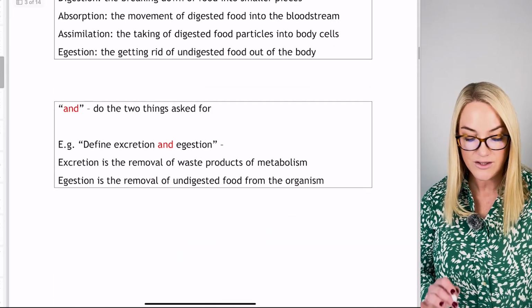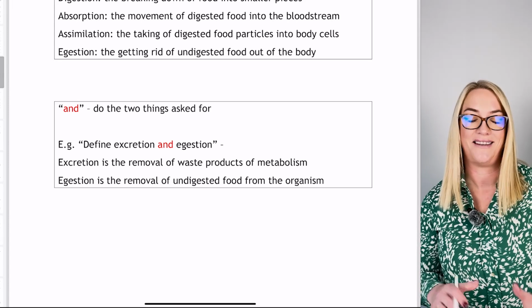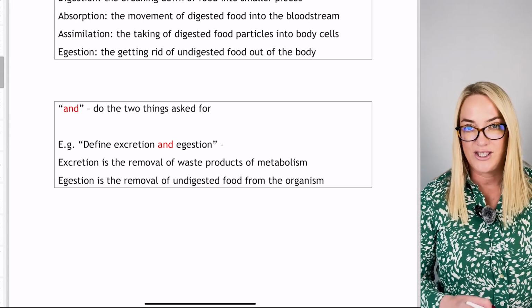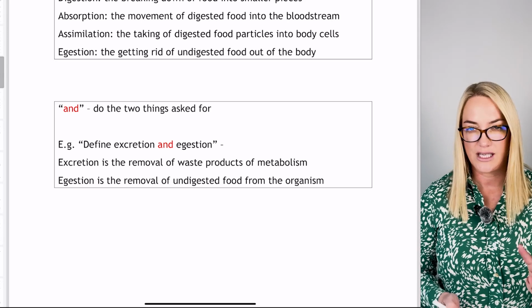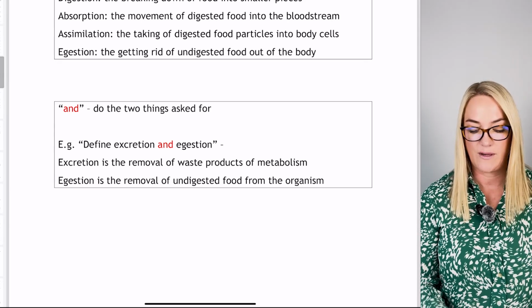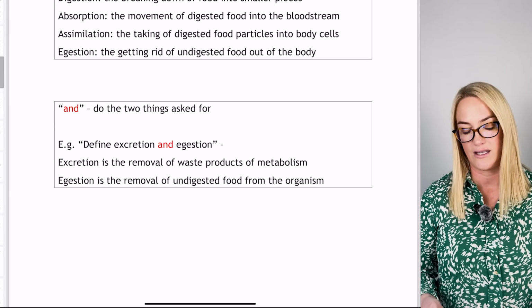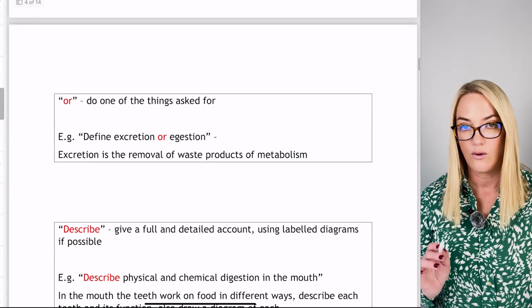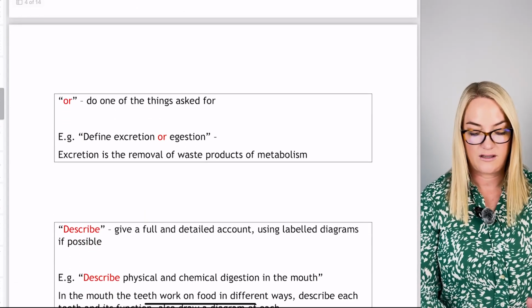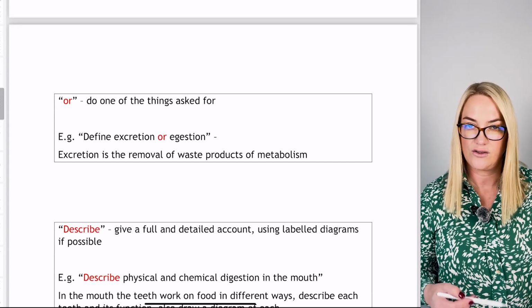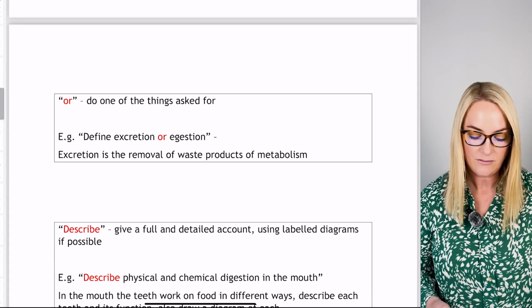And answer the 2 things that you've been asked. Example, define excretion and egestion. So 2 definitions here. Excretion, removal of waste products of metabolism. Egestion is removal of undigested food from the organism. Or do one of the things asked. Define excretion or egestion. So you just need to define one.